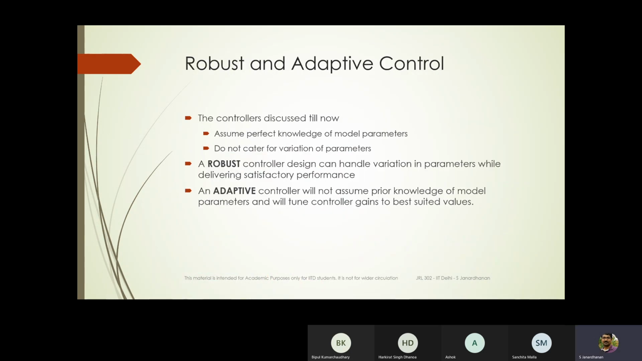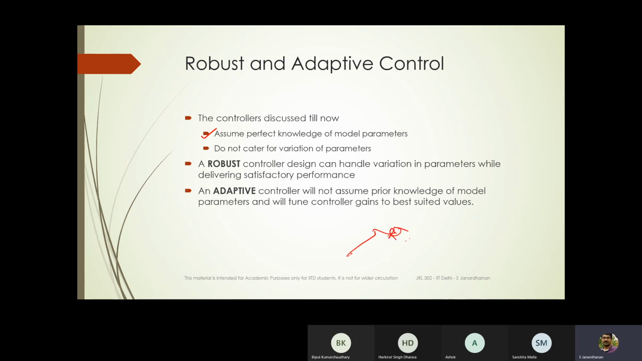Now this is as far as control using inverse dynamics is concerned. But until now, even in the seemingly nonlinear controls of computed torque control and inverse dynamics based control, what we had assumed is that we have perfect knowledge of the model parameters. We don't cater to variation of the parameters. Let us say there is a pick and place robot.